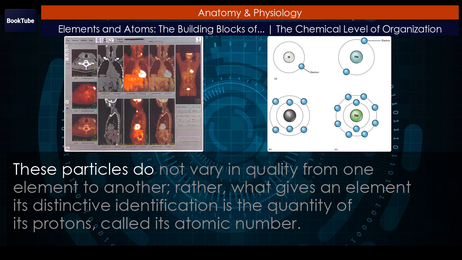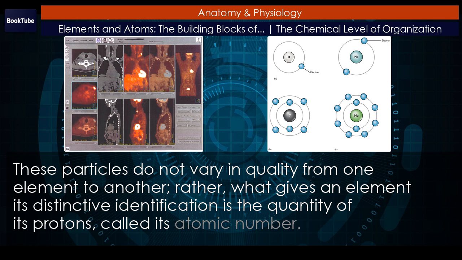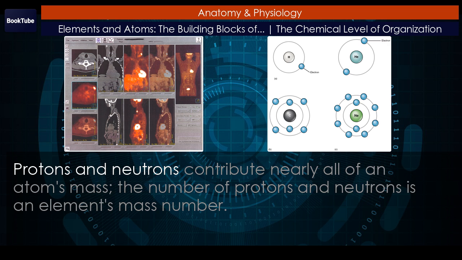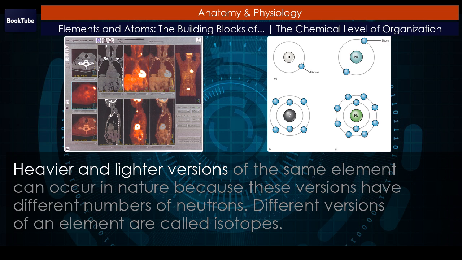These particles do not vary in quality from one element to another. Rather, what gives an element its distinctive identification is the quantity of its protons, called its atomic number. Protons and neutrons contribute nearly all of an atom's mass. The number of protons and neutrons is an element's mass number. Heavier and lighter versions of the same element can occur in nature because these versions have different numbers of neutrons. Different versions of an element are called isotopes.